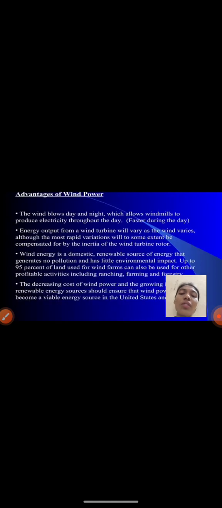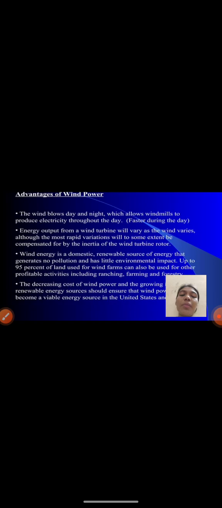Advantages of wind power: it blows day and night, which allows windmills to produce electricity throughout the day. The energy output from a wind turbine will vary as the wind varies, although the most rapid variations will to some extent be compensated for by the inertia of the rotor. Wind energy is a domestic renewable source of energy that generates no pollution and has little environmental impact.